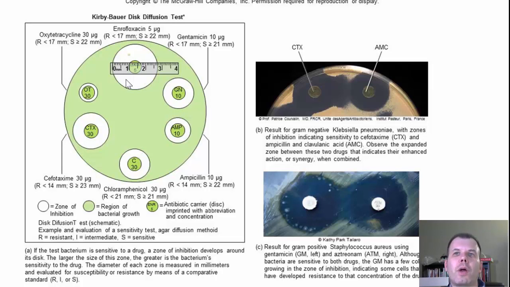So in this case, you're probably looking at something like this Iranoflaxin, because it gave you the biggest distance around this culture here. You also can look at the concentration. So the concentration can play a big role. In this case, I would say this one is probably susceptible. This bacteria is susceptible.